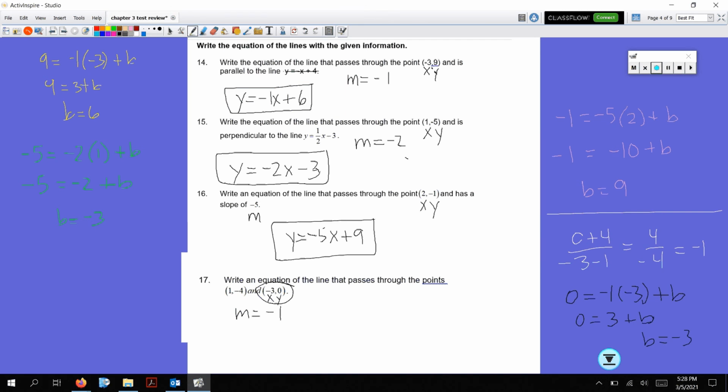Now I have all my information. I have my slope, I have my y-intercept. Just plug in m and b. Y equals -1x minus 3. Hopefully you got those all right. Hallelujah. All right, let's move on here.